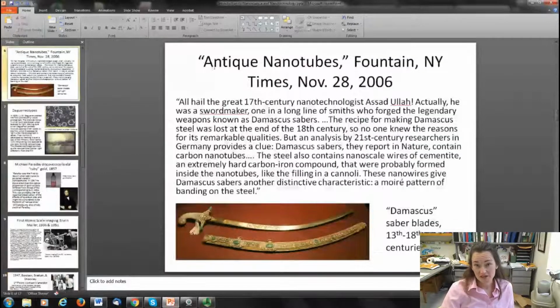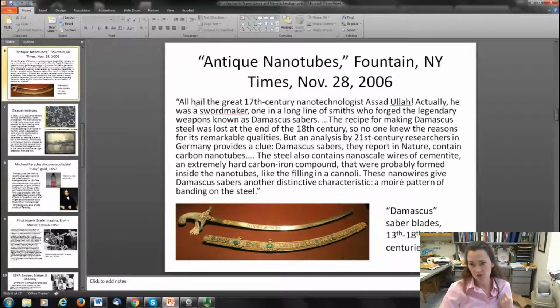Now, speaking of that, this is a quote from a New York Times article from 2006, called Antique Nanotubes. All hail the great 17th century nanotechnologist Asad Ullah. Actually, he was a sword maker, one in a long line of smiths who forged the legendary weapons known as Damascus Sabers. The recipe for making Damascus steel was lost at the end of the 18th century, so no one knew the reasons for its remarkable qualities, but an analysis by 21st century researchers in Germany provides a clue.